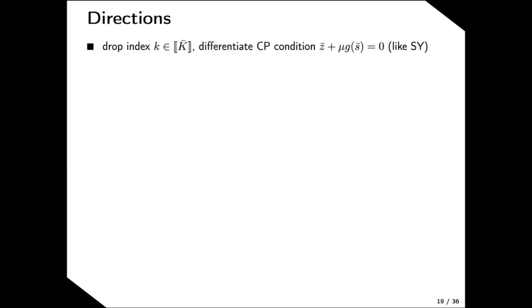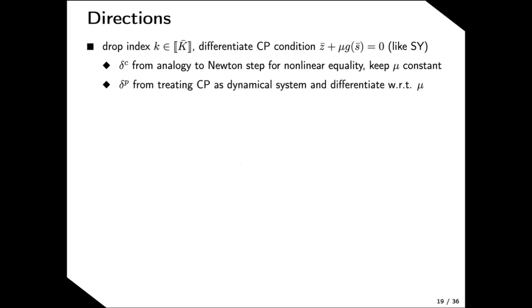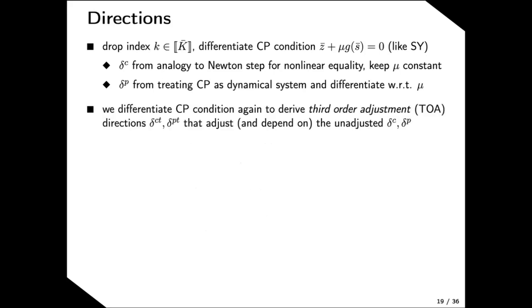So first, let's drop the index k, just to keep notation simple. And we're going to differentiate that nonlinear equality condition. And the centering direction comes from analogy to a Newton step, and it keeps mu fairly constant. And the prediction direction, delta p, comes from treating the central path as a dynamical system and differentiating it with respect to mu. We take this a step further in our paper by differentiating again. And this allows us to derive third order adjustment directions, delta CT and delta PT, that adjust and actually depend on those unadjusted centering and prediction directions.